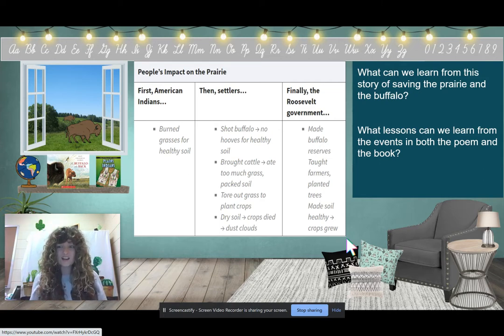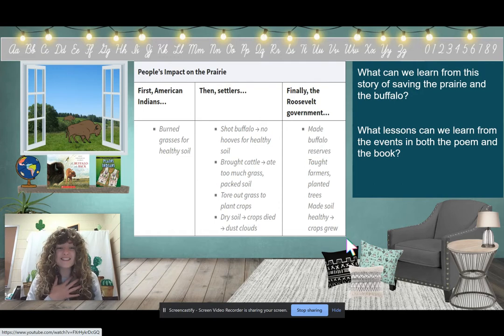We need to take care of our environment, right? We need to take care of our environment. We need to take care of the animals that are in this environment. So how could you teach this to your family? How could you teach this? What could you tell your grown-ups or your family about this book? What is a lesson you learned from this book? Tell me in the puzzle.